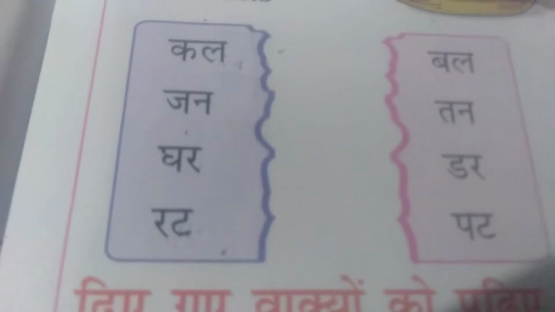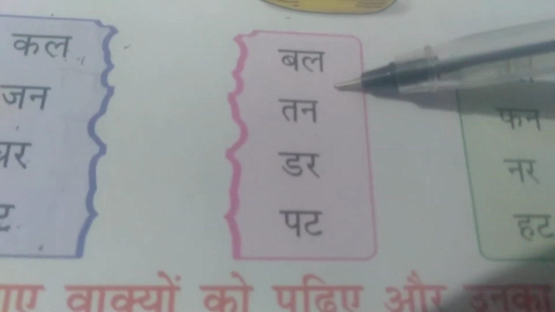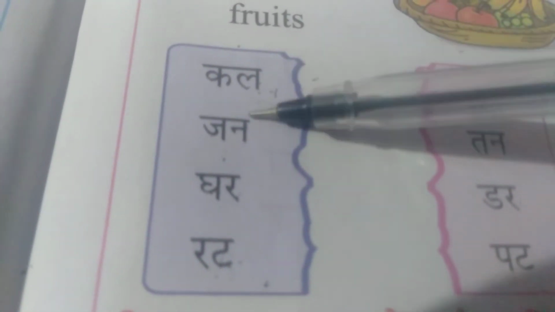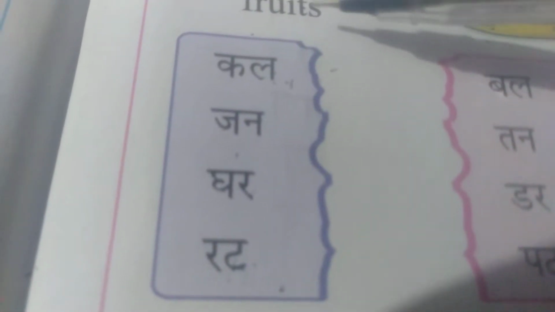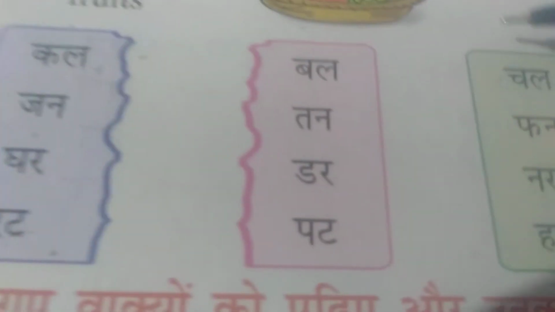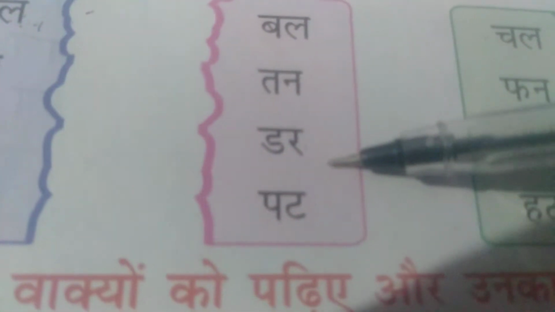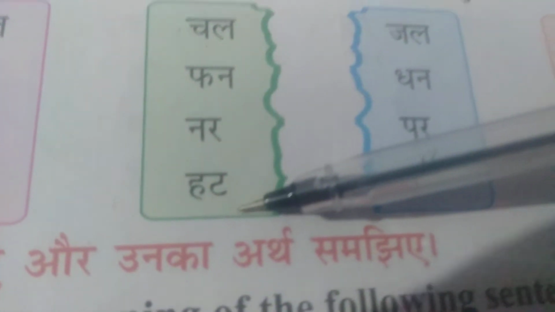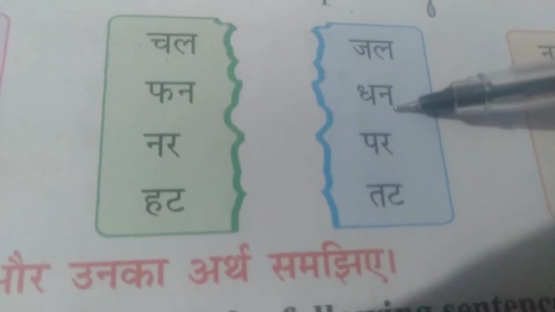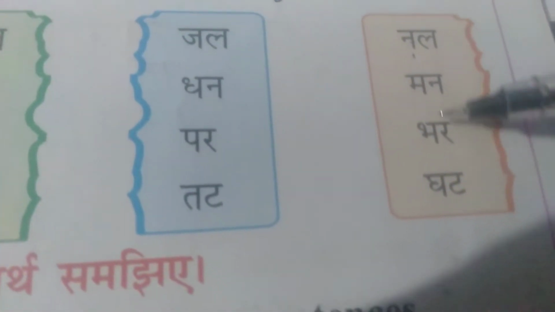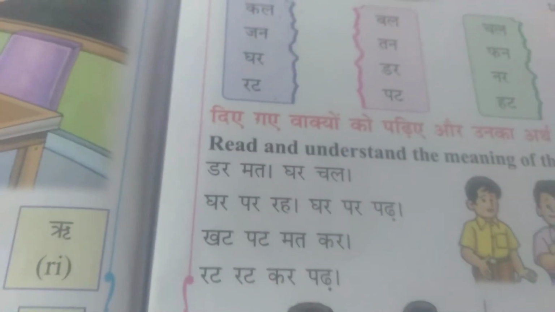Now without spelling, okay? You should read very fast. So we'll revise from yesterday's class again, today's old session. Kal, jan, ghar, rat, bal, tan, dar, pat. Chal, fan, nar, hat, jal, dhan, par, tat, nal, man, bhar, ghat. So two letter words we had completed from the given textbook.